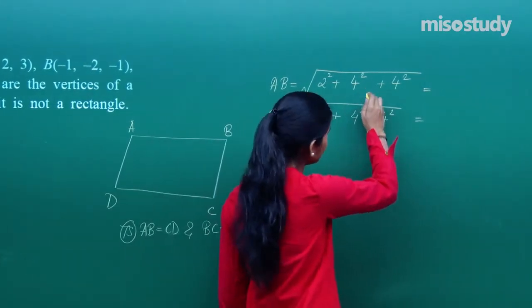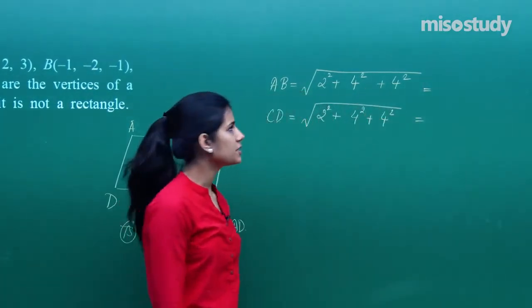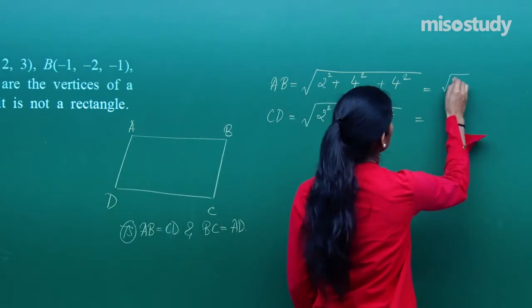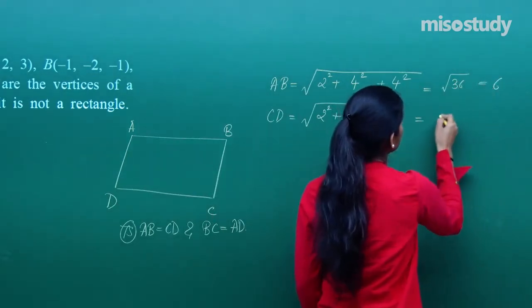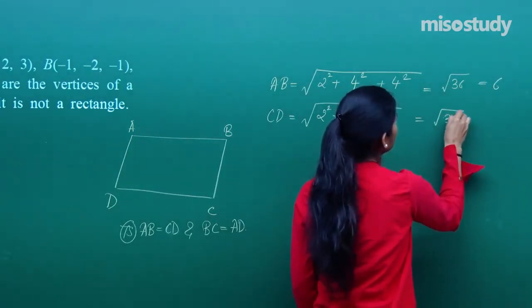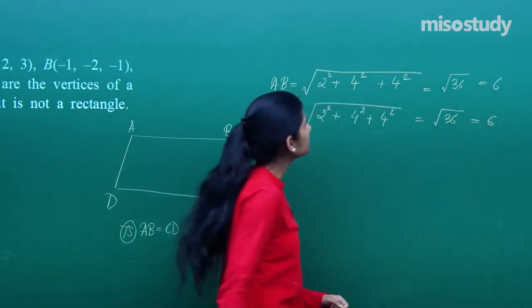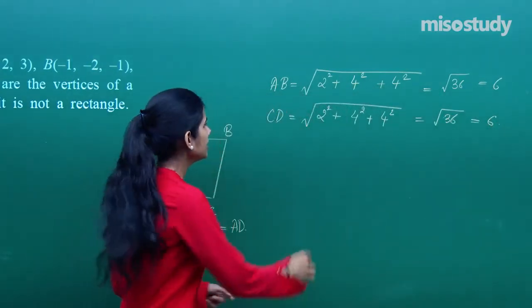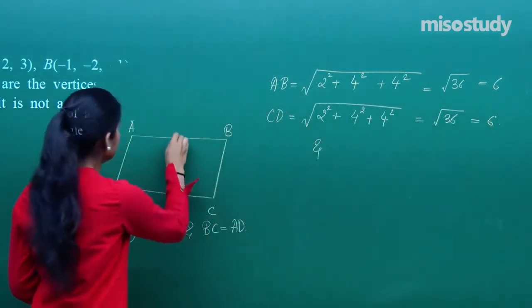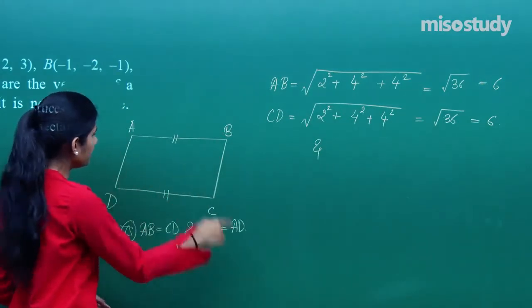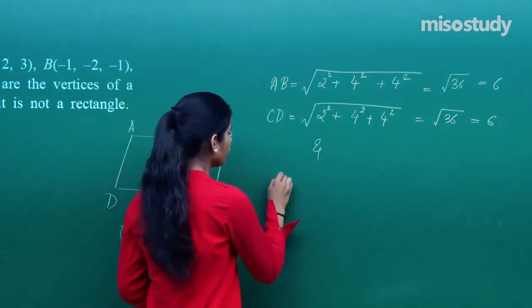16 plus 16 gives you 32. 32 plus 4 gives you 36. So you get root 36, which is 6. Positive root of 36, which is 6. Fine. Now let's see. These two have come out to be equal. Let's see if BC comes out to be equal to AD or not.